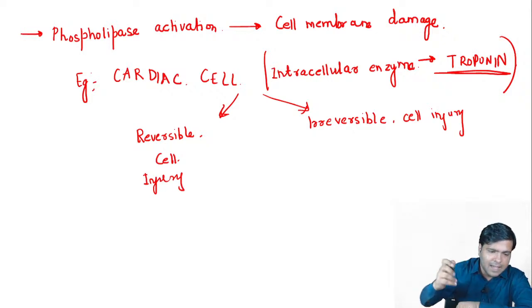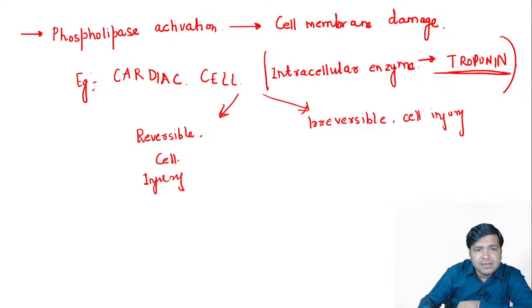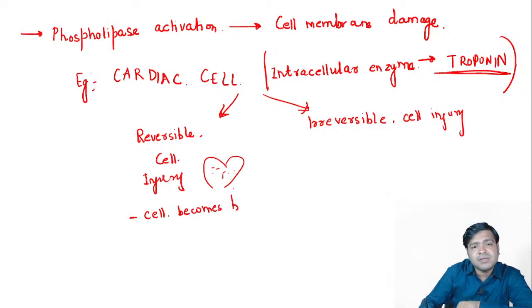Apart from that, what will happen now? As you already know, the cell will swell. In reversible cell injury, what is happening? The cell becomes bigger. I already told you the cell becomes bigger, hydropic change. There is no membrane damage.